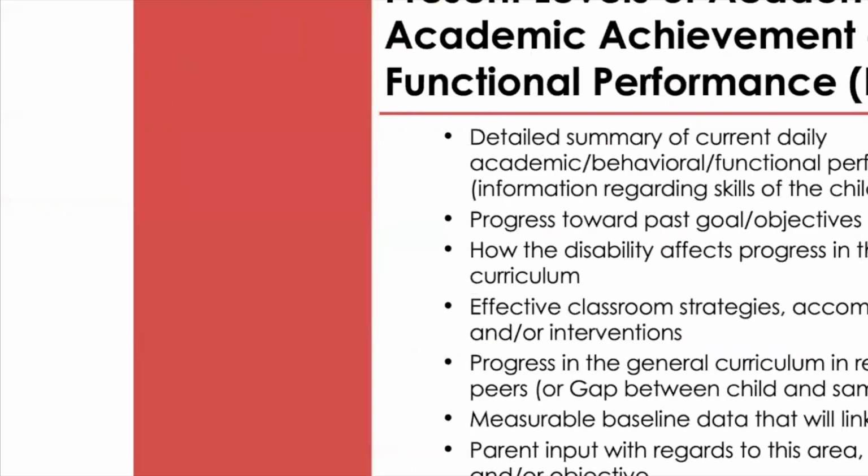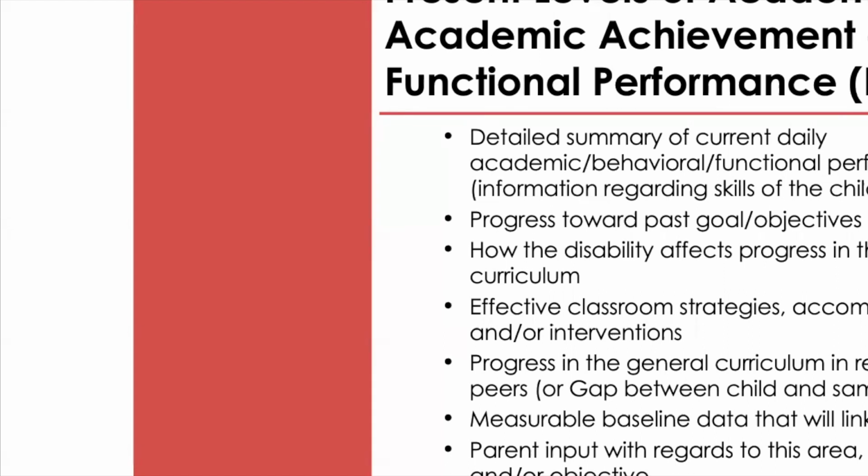So when we talk about our present levels of academic achievement and functional performance, otherwise known as the PLOP, that should have your detailed summary of current daily academic, behavioral, functional performance. This is the information regarding the skills of the child. You need to have information in regards to the progress towards their past goals and objectives. You need to address how the disability affects progress in the general education curriculum, the effective classroom strategies, accommodations, and/or interventions, what that progress is in the general education curriculum in relation to same-age peers, or what is that gap between the child and some of those same-age peers?